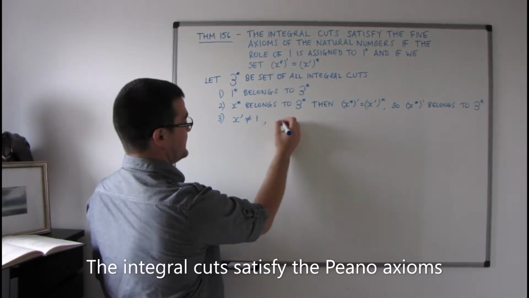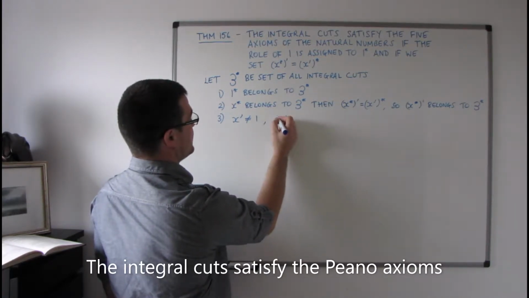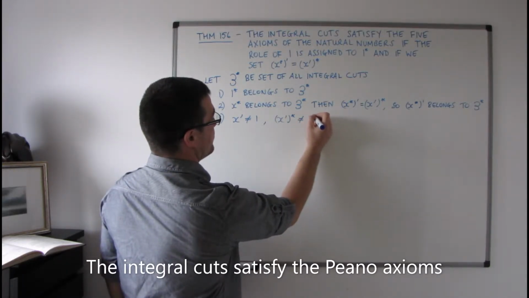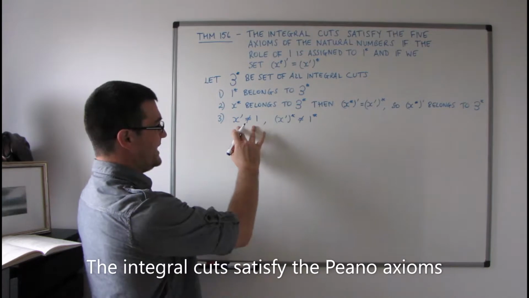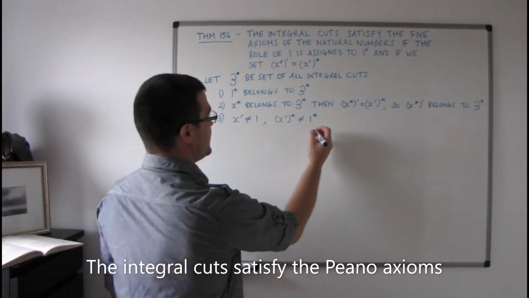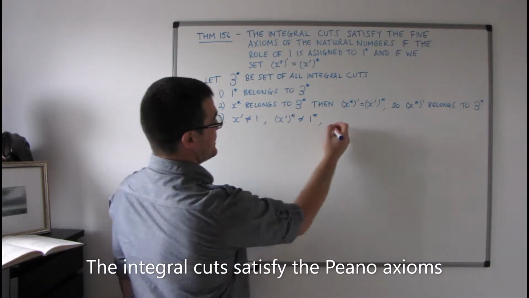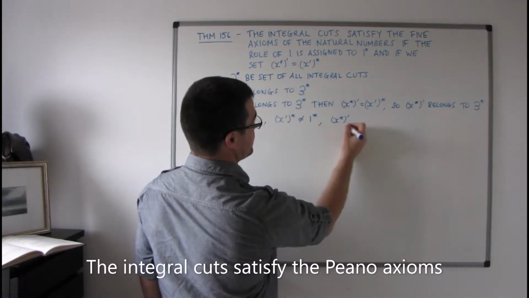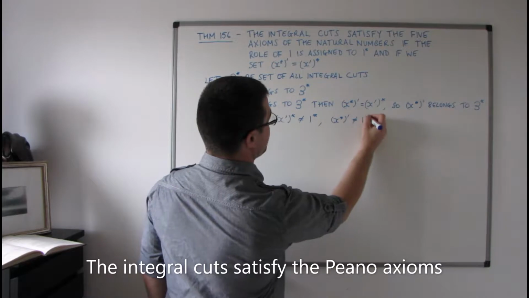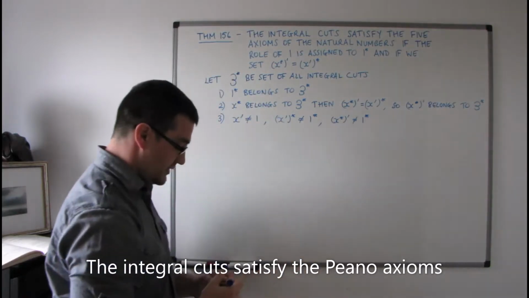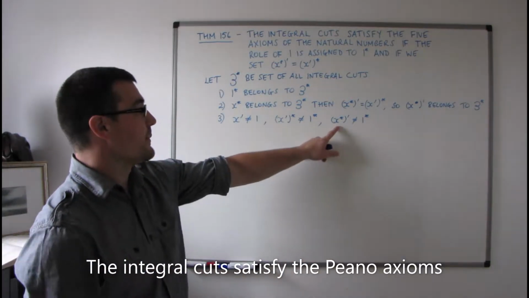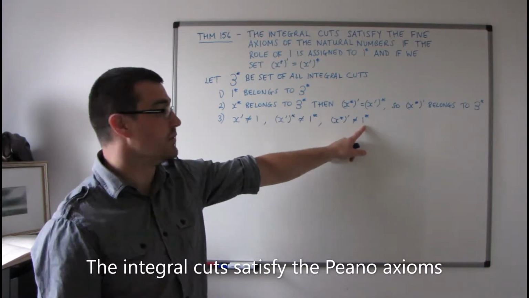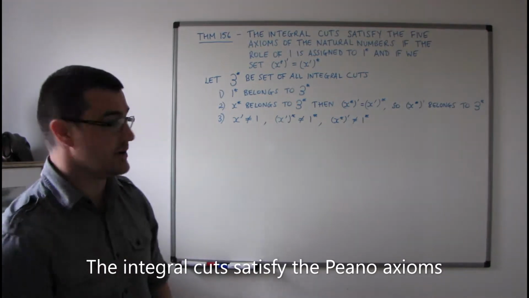That tells us that x primed star is not equal to 1 star. Remember, integers are themselves rational numbers, and x primed star is equal to x star primed. So x star primed is not equal to 1 star. Therefore, the successor of x star is never equal to 1 star. So 1 star is never a successor.